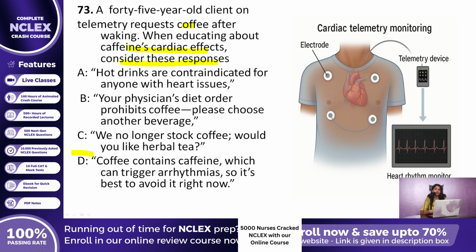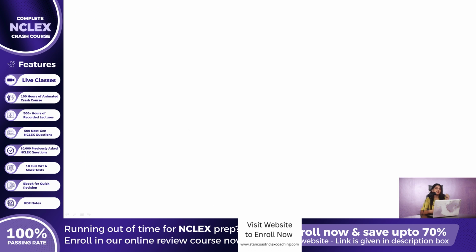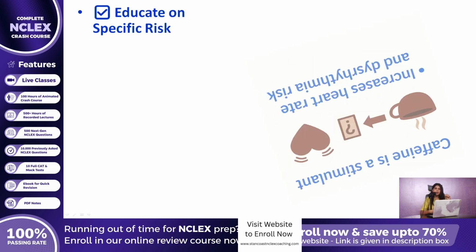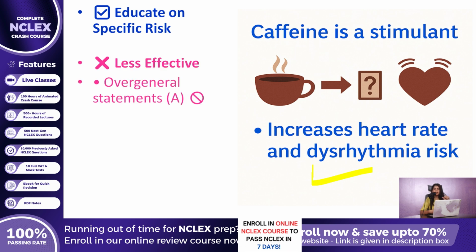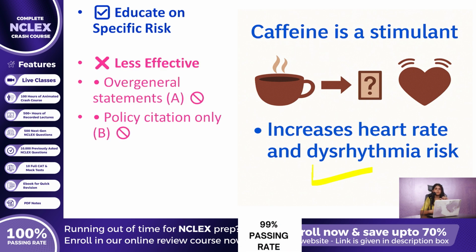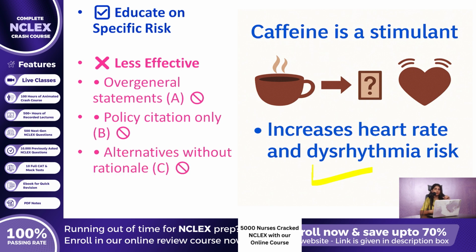The most informative choice is D, because it explains that caffeine is a stimulant that can increase heart rate and provoke dysrhythmias, empowering the client to understand and adhere to the restriction. Statements that overgeneralize, option A, merely cite policy, option B, or suggest alternatives without rationale, option C, fail to educate about caffeine-specific cardiac risks. Question 74.